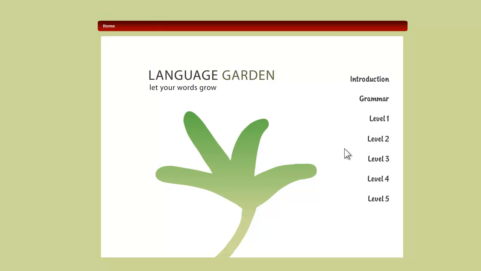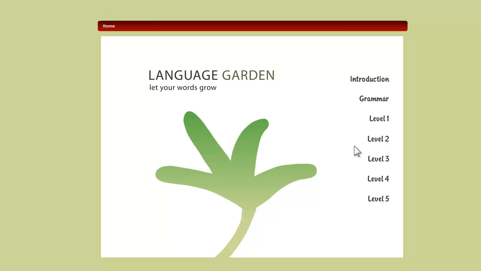This is a tour of Language Garden. We'll look at the different levels and the different units and sample different types of activities. There are 5 levels. These correspond to the UK curriculum levels 1 to 5. In EFL, this is beginner to upper intermediate, and in ESOL, this is entry 1 to level 1.